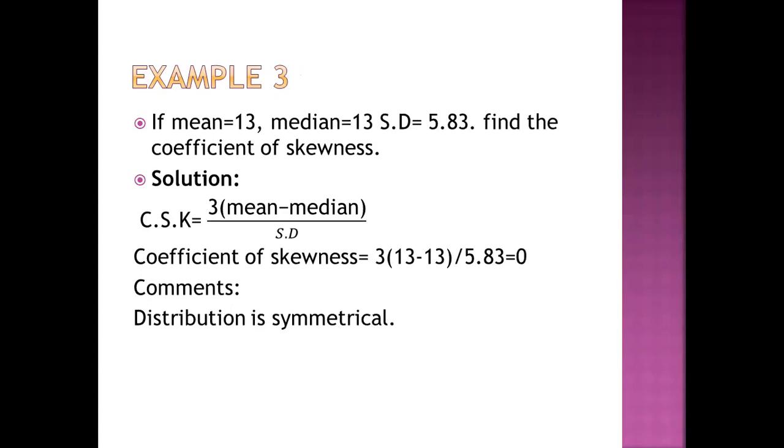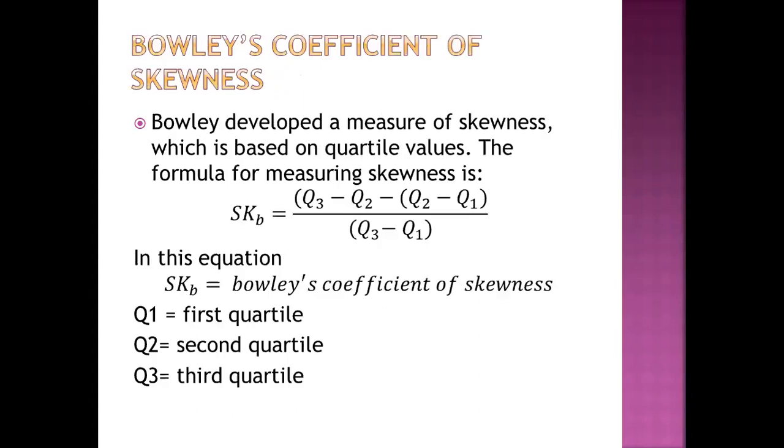In this third example, the mean is 13, standard deviation is 5.83 and median is 13. So applying the formula, we will have the coefficient of skewness equal to 0. So this distribution will be symmetrical.